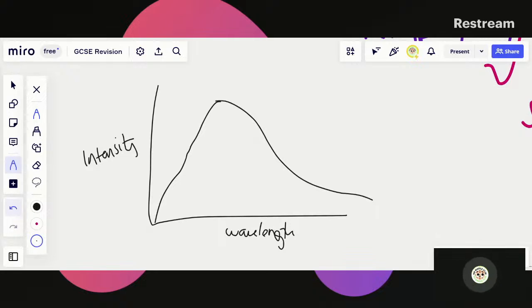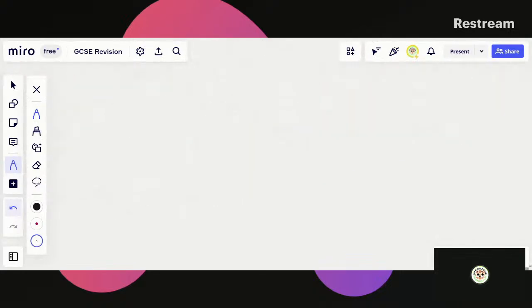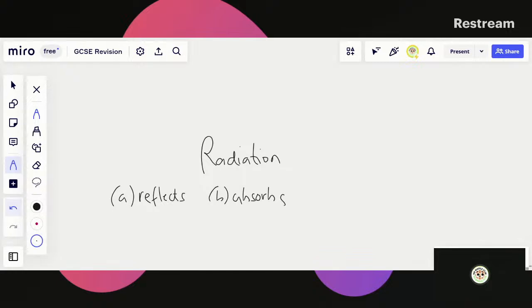Okay, let's move on to radiation. When we're looking at radiation, this is the thing that affects the Earth's temperature. So the overall temperature of the Earth depends on the amount of radiation that it A, reflects, B, absorbs, and C, emits. So the radiation is dependent on those three things: the amount that it absorbs, the amount that it reflects, and the amount that it emits. And all three of these factors affect the temperature of the Earth.